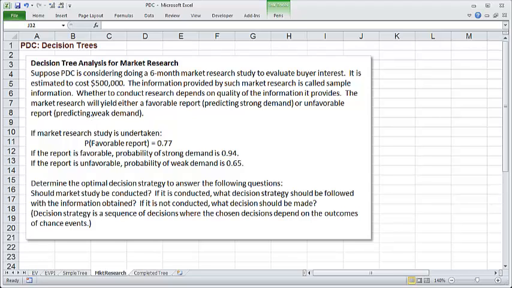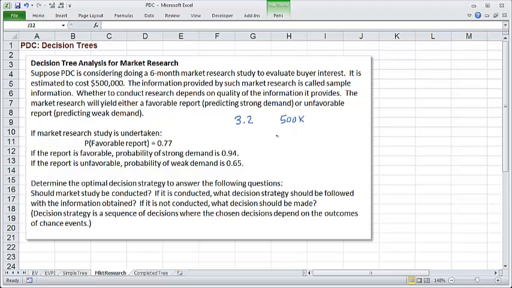One problem is that such a prediction is not perfect. Its prediction could be wrong, but it'll give a better idea on the market condition compared to doing nothing at all. Whether to invest $500,000 to do the market research depends on the quality of the information it provides. Before, we saw that the perfect information is worth $3.2 million. Now, this market research will cost a lot less than that, that is, $500,000, so it may be worthwhile even if it doesn't give perfect information.